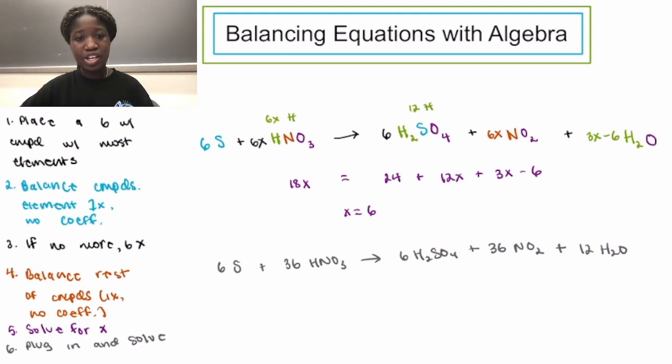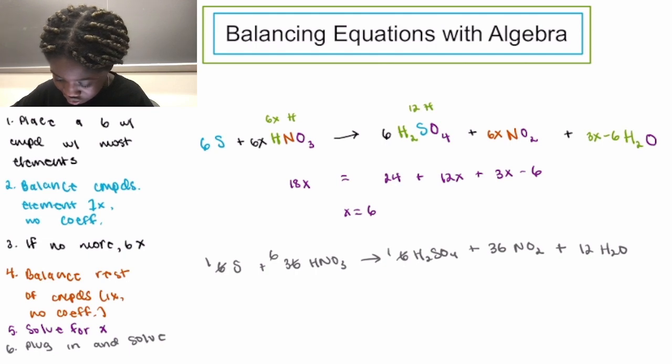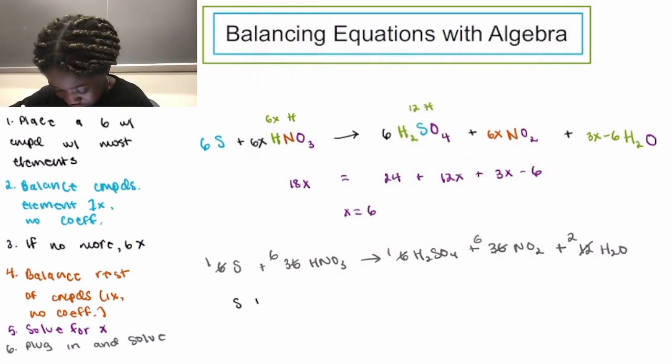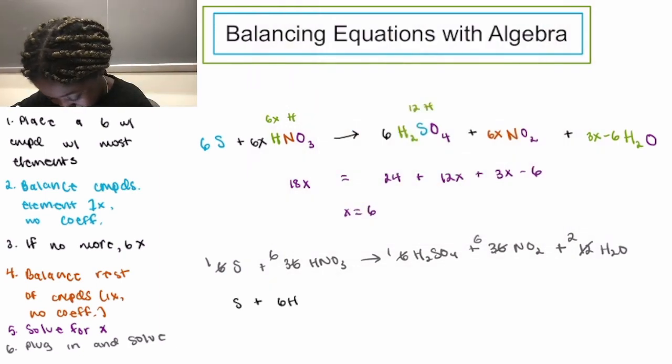And now within the coefficients, we're going to look for the greatest common factor with all these numbers and divide by that. If you look, that greatest common factor is 6. So we'll divide all of these by 6. And finally, rewrite our balanced equation that is simplified.